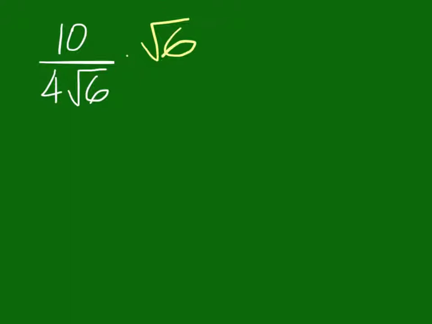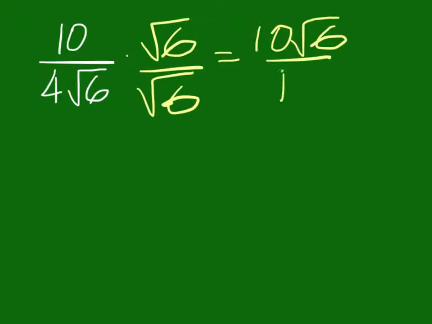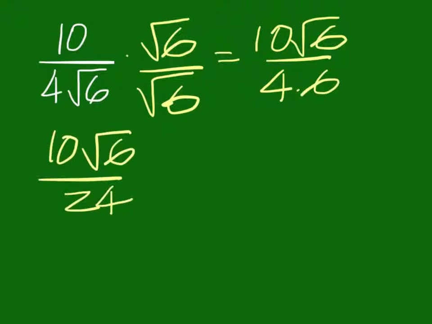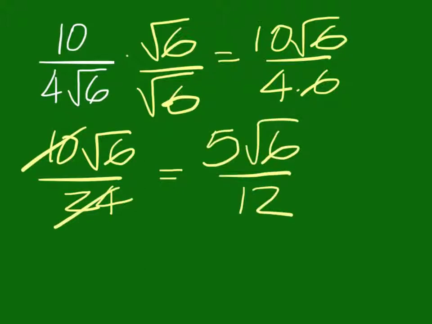Multiply the top and the bottom by the square root of 6 to come up with 10 square root of 6 over 4 times 6, and that will give you a 24 on the bottom, which you can simplify with the 10 by cutting it in half to get 5 square root of 6 over 12.